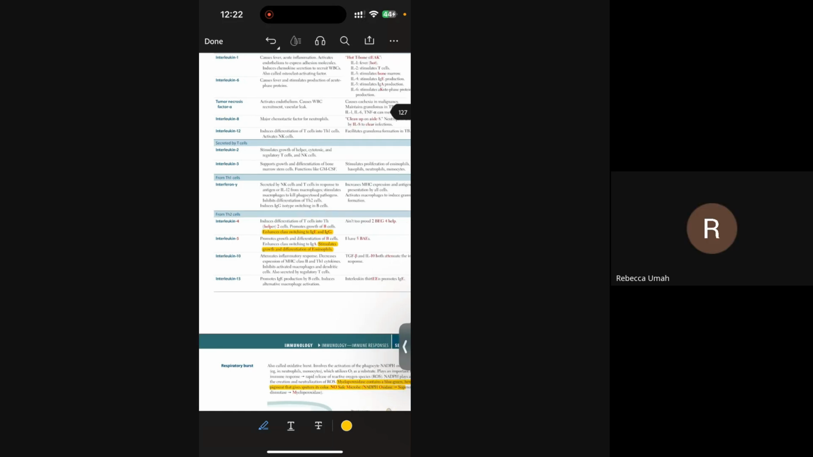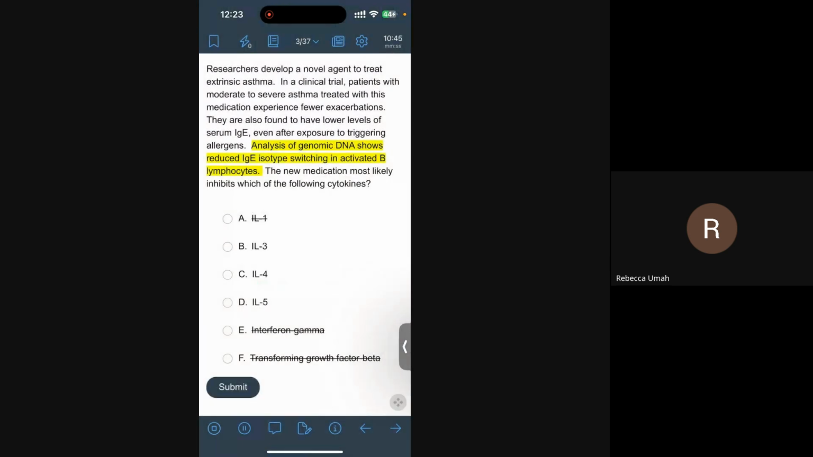It is not interleukin 5, but interleukin 5 is also involved in asthma, because it is directly related to the growth and differentiation of eosinophils. If you control interleukin 5, you can control eosinophils, and we know that eosinophils are directly involved in asthma attacks. But class switching is a function of interleukin 4.